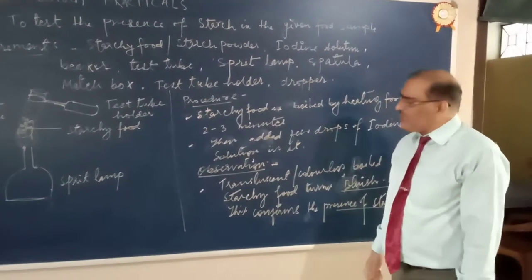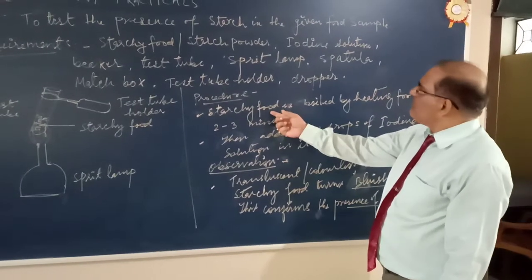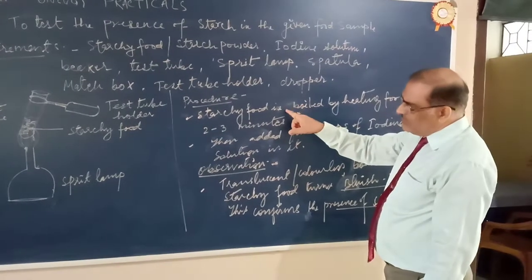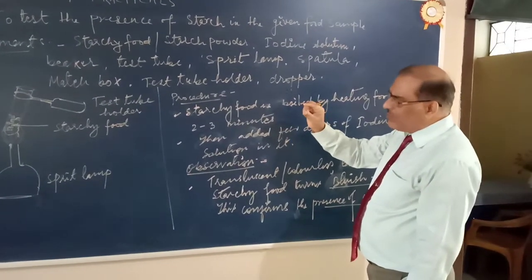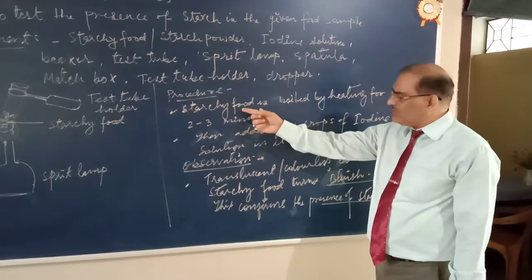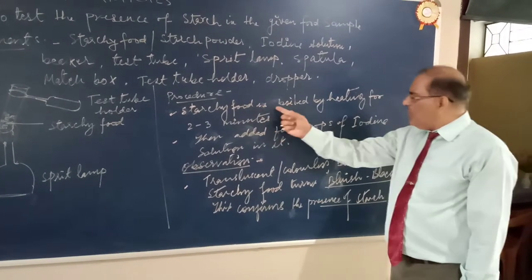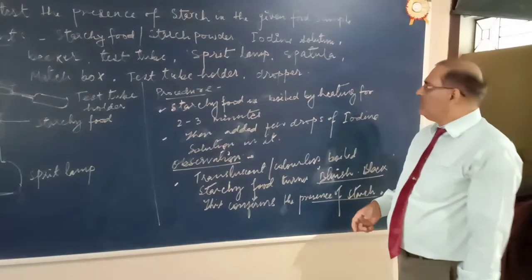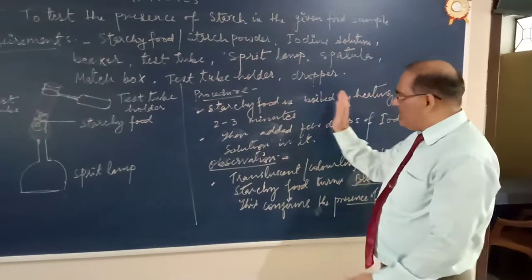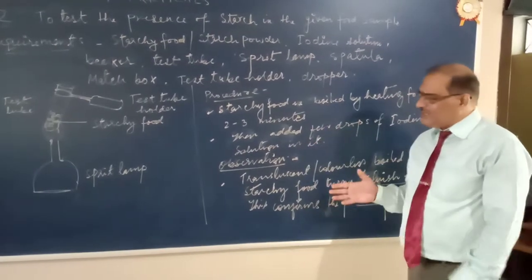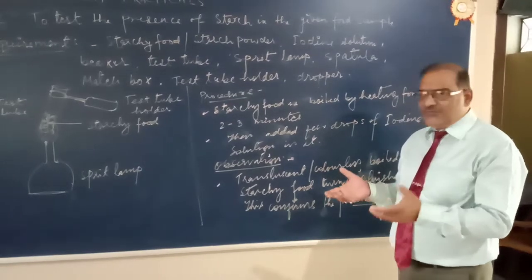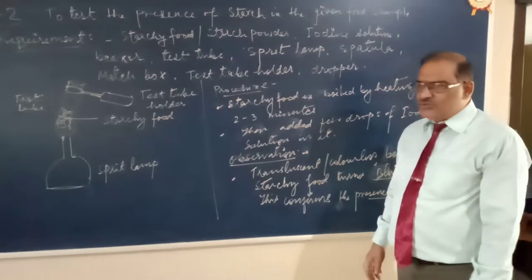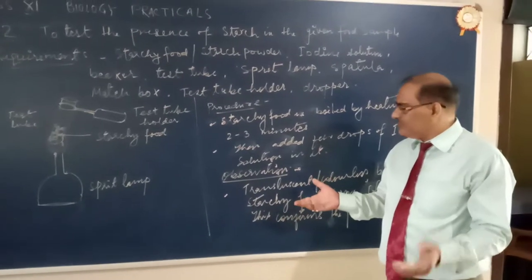Now, let me come to the procedure. First of all, we have to take the starchy food in a test tube. The test tube contains a little amount of water. In that water, we have to put the starchy food. Then it is boiled by heating for 2 to 3 minutes. After boiling, we can see the color. In the beginning, before boiling, it was almost whitish in color, but after boiling, it becomes almost colorless or translucent.